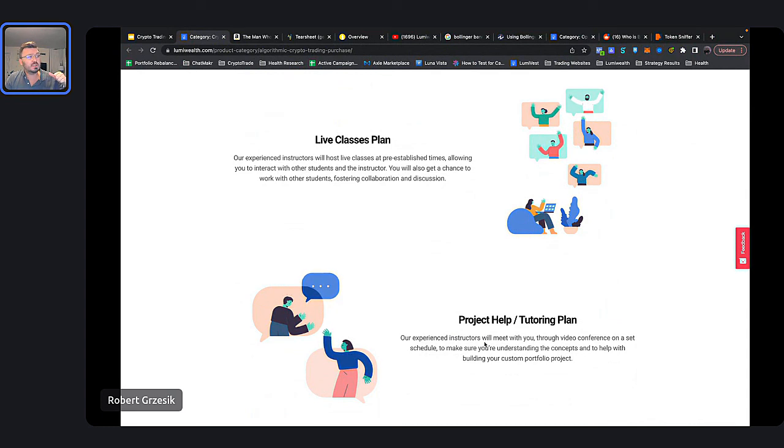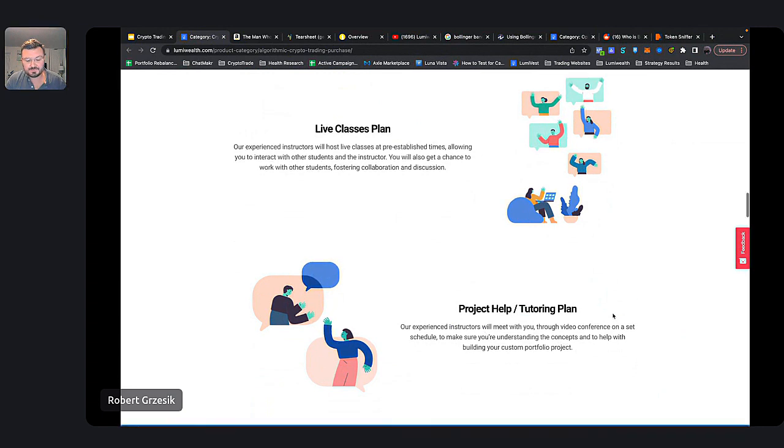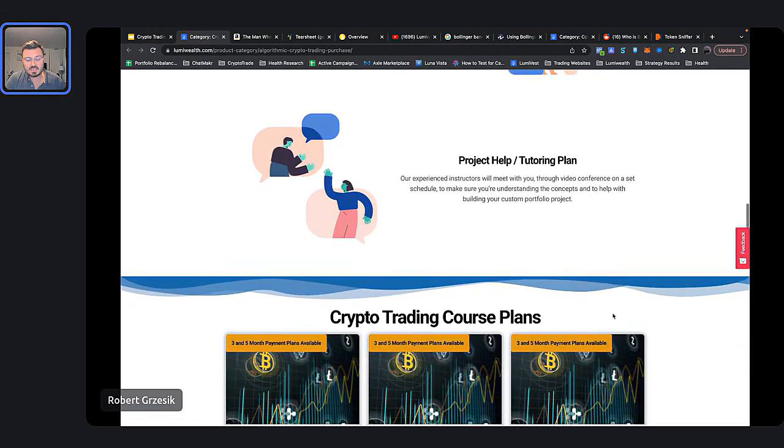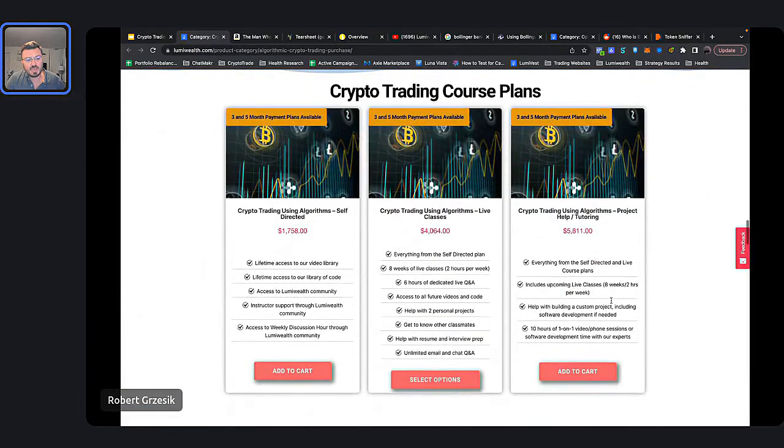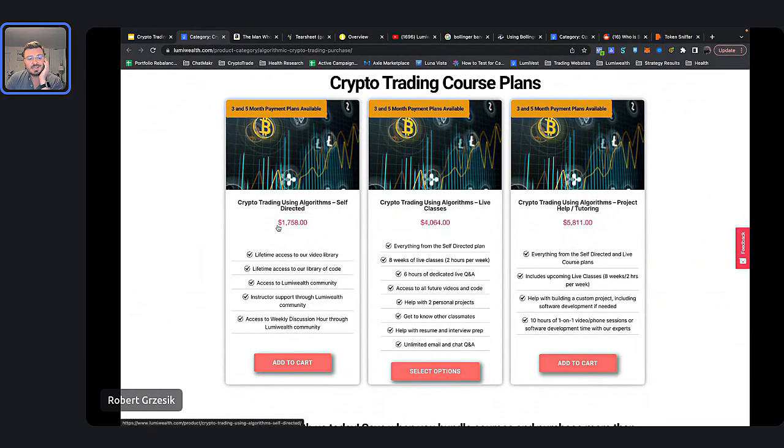Or maybe you're building out this bot and you need a little bit of help on one spot, you're a little stuck. This project help tutoring plan can help you out with that. You'll have some very highly capable software engineers helping you out. All right. Okay. So those are the 3 plans. These are the prices for those plans. So our self-directed is $17.58. That can be in either 3 or 5 month payment plans.